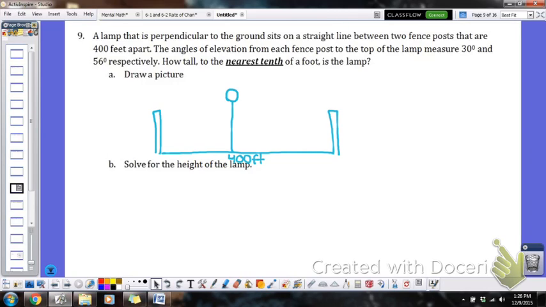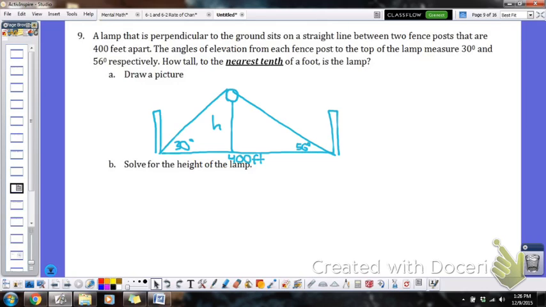And we also know that the angles of elevation from each fence post to the top of the lamp are 30 degrees and 56 degrees respectively. So the first angle of elevation is 30 degrees, and the second angle of elevation is 56 degrees. And our goal of this problem is to find the height of the lamp. That's what we're looking for.